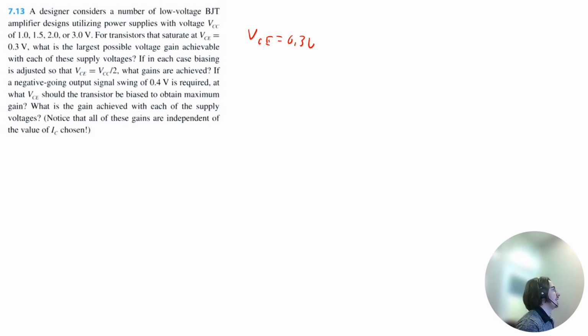So I'm going to answer all these questions first with VCC equals 1 volt, and then we'll repeat the process for these other values, but it should be pretty repetitive. So first question, what is the largest possible voltage gain achievable with the supply voltage of 1 volt?